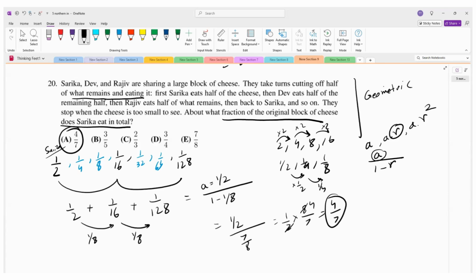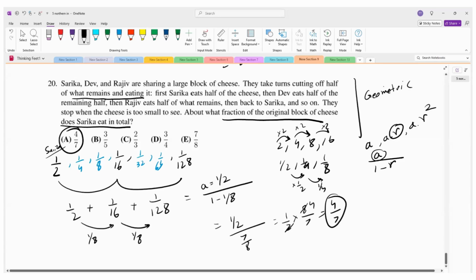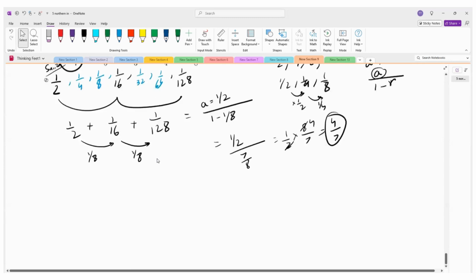Again, a little bit longer in terms of calculations and the thought process, but not terribly long. You essentially have to make the connection between the clues given in the problem and interpreting them as being an infinite geometric sequence.